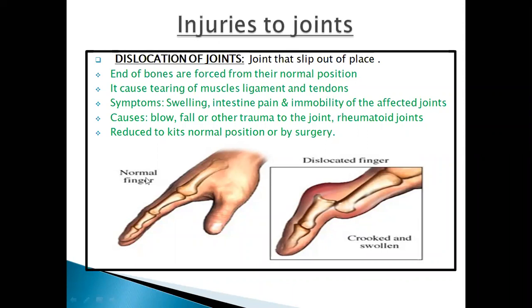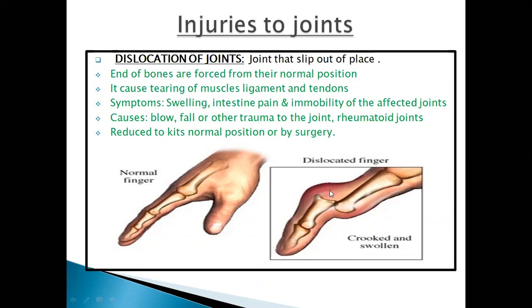Here you can see in this diagram, students, normal fingers are given here, the bones, the phalanges, you can see the joints, this one and this one. But what happened in the dislocated finger? You can see that this joint is slipped out, crooked and swollen. So this is known as a dislocation of joints. The ends of bones are forced from their normal position, they are not in their normal position as they should be.